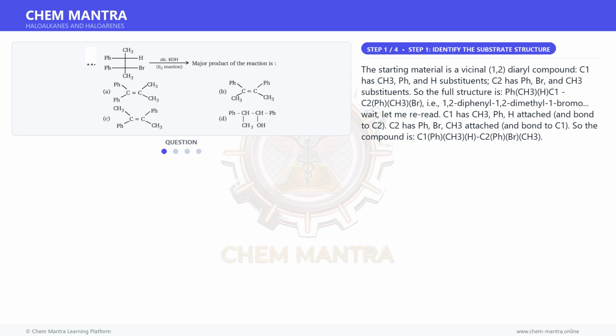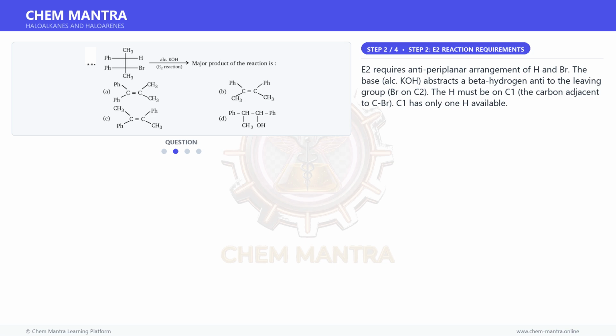Wait, let me reread. C1 has CH3, Ph, H attached, and a bond to C2. C2 has Ph, Br, CH3 attached, and a bond to C1. So the compound is C1 with Ph, CH3, H, and C2 with Ph, Br, CH3. Moving on to the next step.